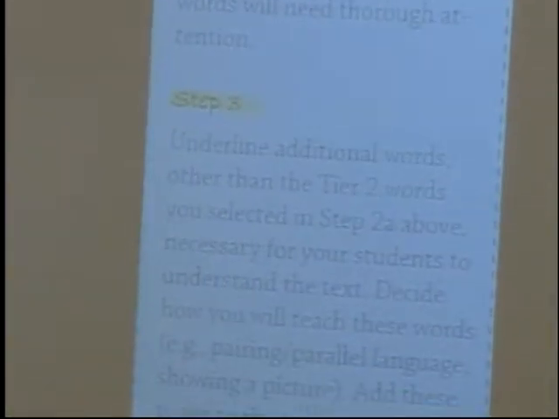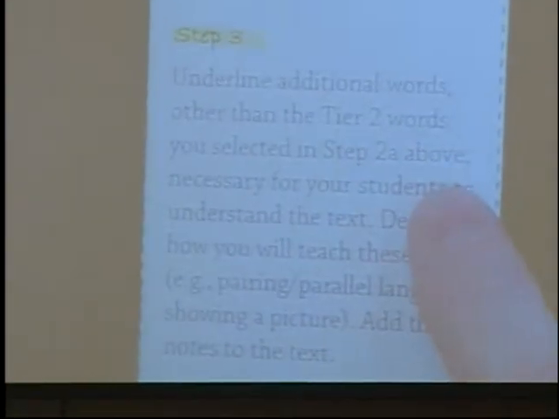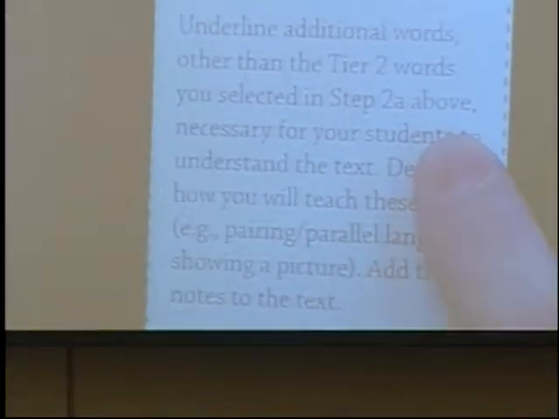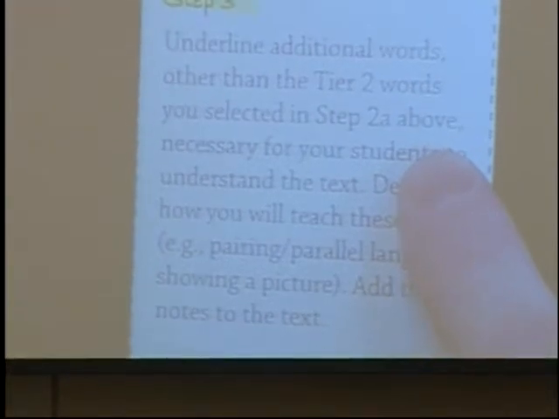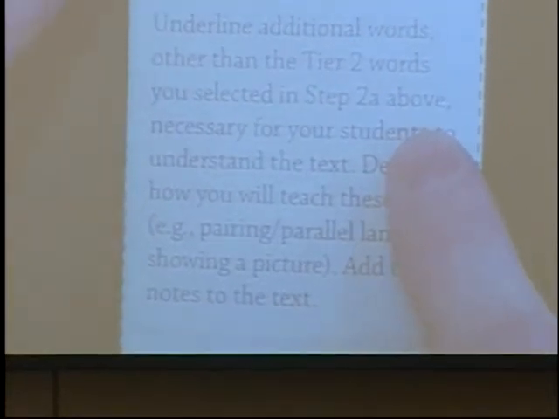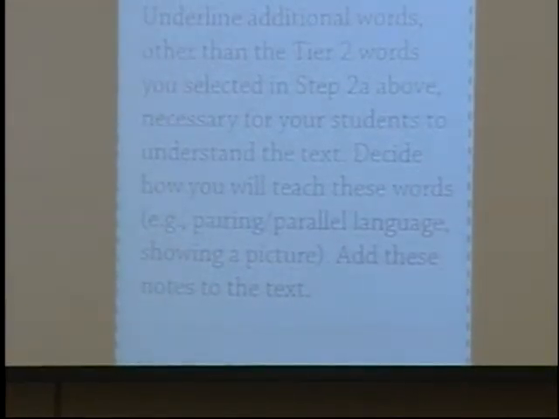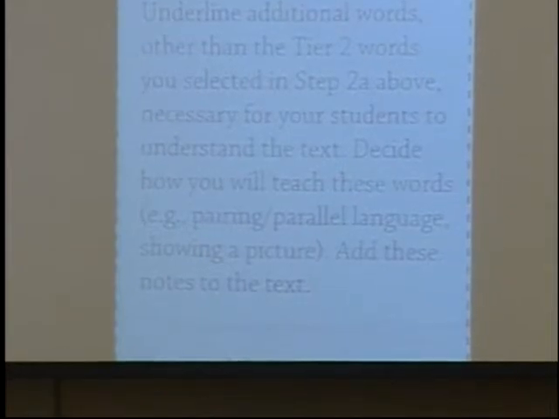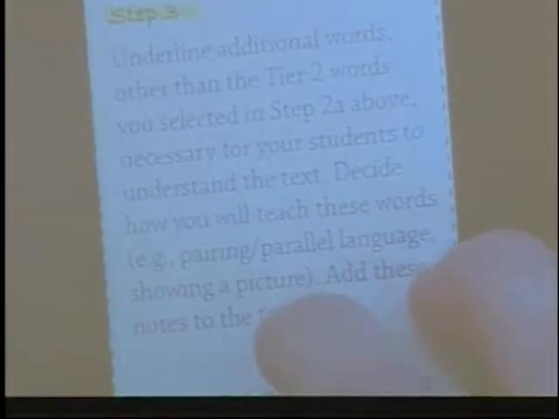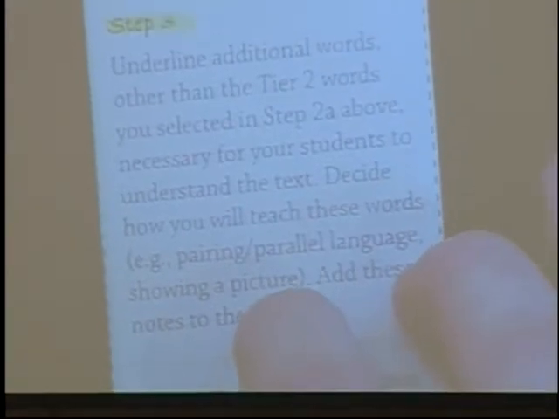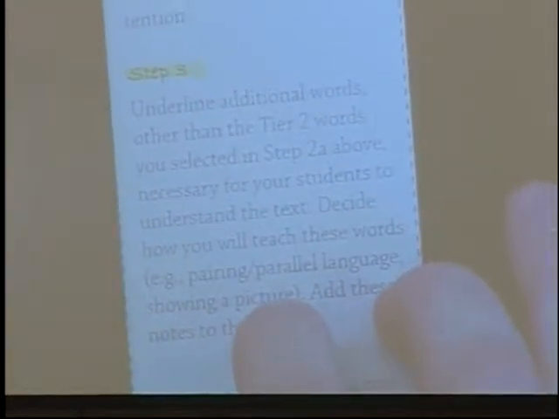Okay? Then step 3, we took care. We didn't just move away from words in that text that they may not understand. We addressed that too. And it didn't take a whole lot of time, did it? We underlined additional words other than those tier 2 words that you selected in step 2 above that are necessary for our students to understand the text. Okay? Then we decided how we're going to teach those words. So we talked about pairing, parallel language, showing a picture. Several of us found pictures right there within the text that we could show. So these are not time-consuming things, but they definitely are time well spent. Okay?